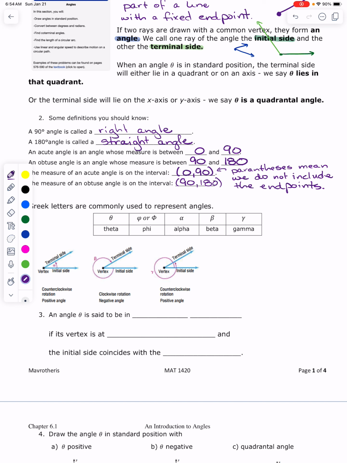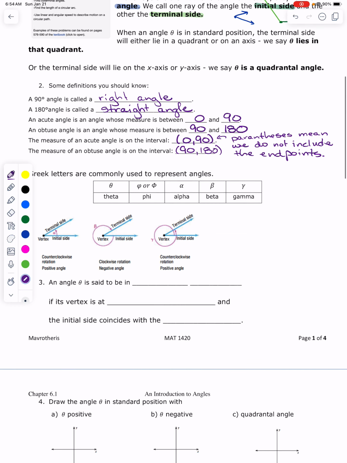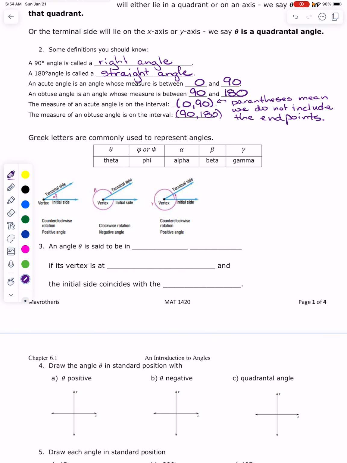A lot of times we will use capital letters for the corners of a triangle, lowercase letters for the opposite sides. More often than not, though, when we talk about angles, not necessarily in a triangle, we use Greek letters. And so the most commonly used Greek letters are theta, phi, alpha, beta, and gamma. Typically, if there's a triangle, we'll use alpha, beta, gamma all together. So we've got the three sides. Theta you see a lot when we talk about a standalone angle.